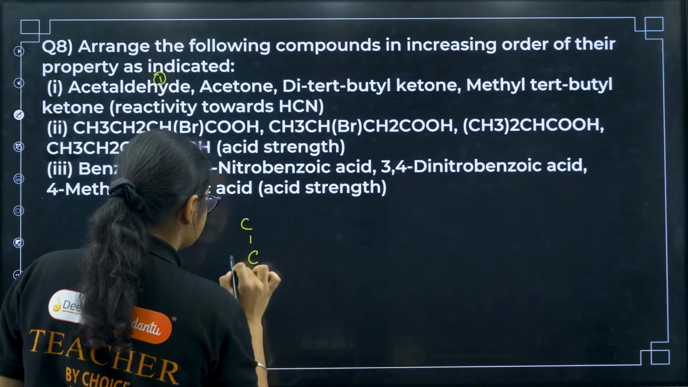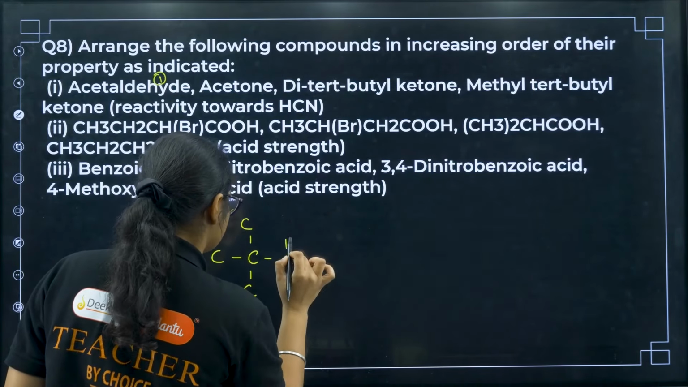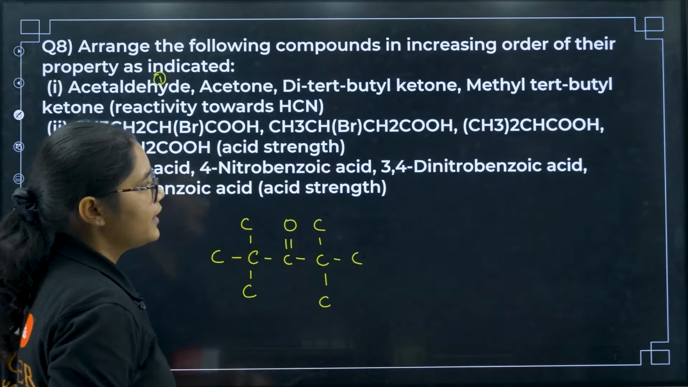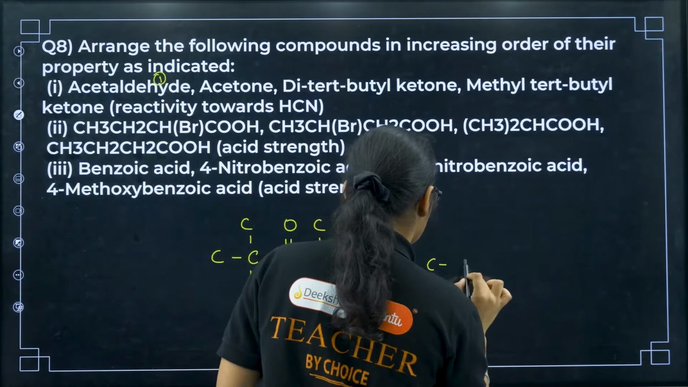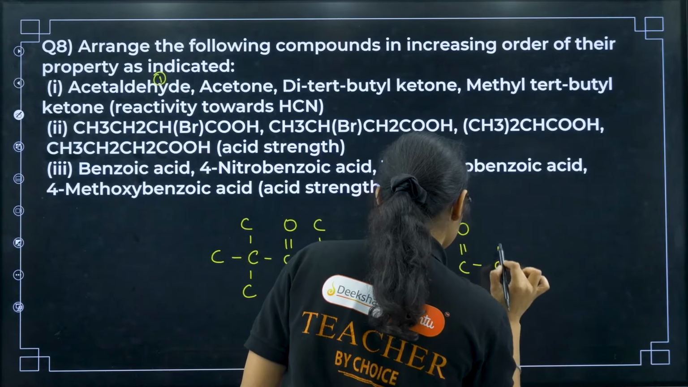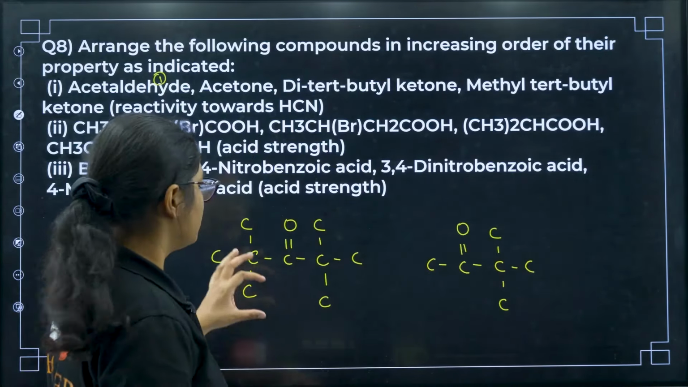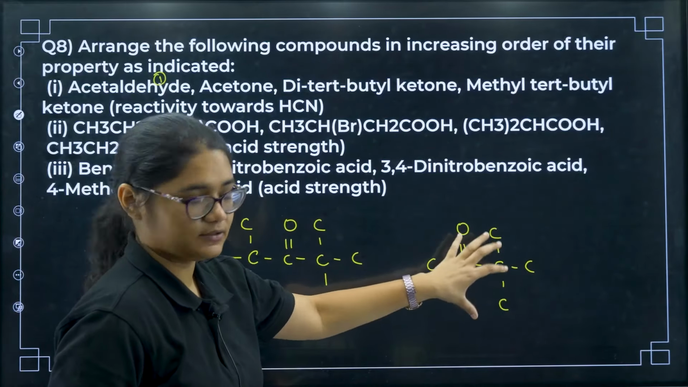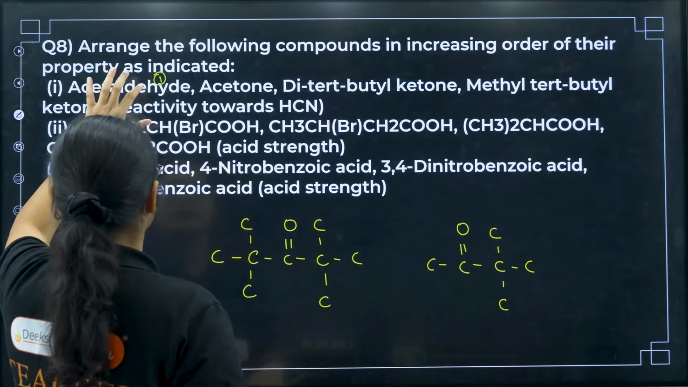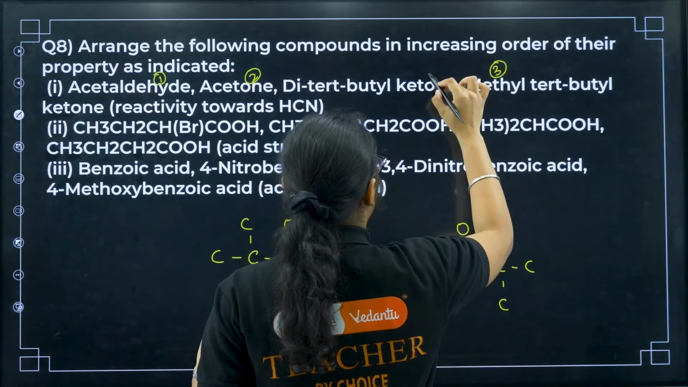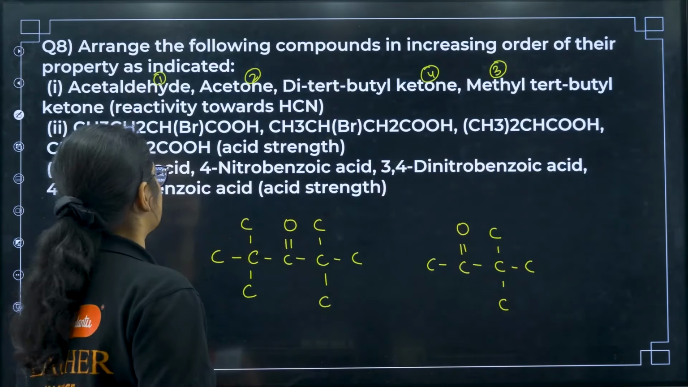Di-tert-butyl ketone is like this. If you see, the structure is like this. Di-tert-butyl ketone, and then you have methyl tert-butyl ketone. These are the two structures here. So definitely this has less steric hindrance, so this will react. So after this one will come this one, and then di-tert-butyl ketone.